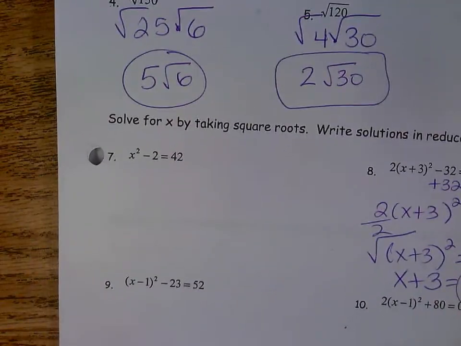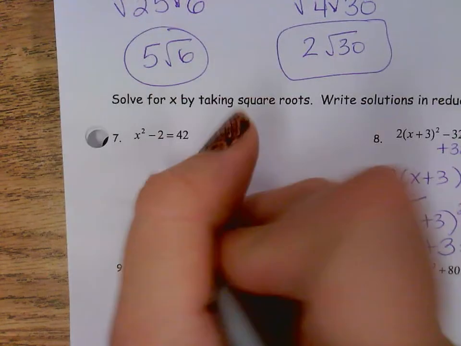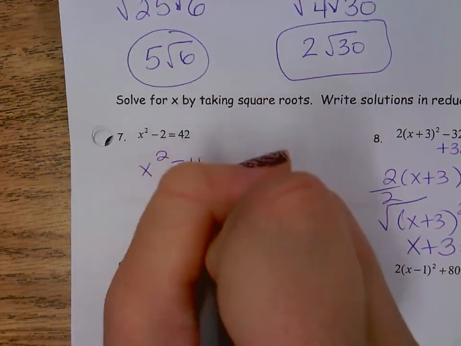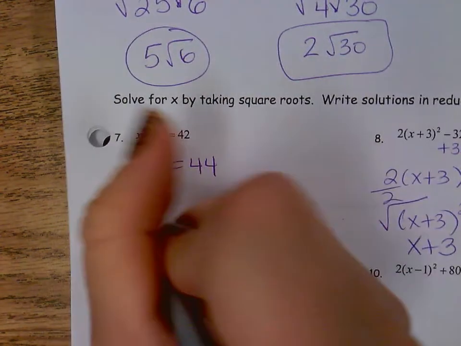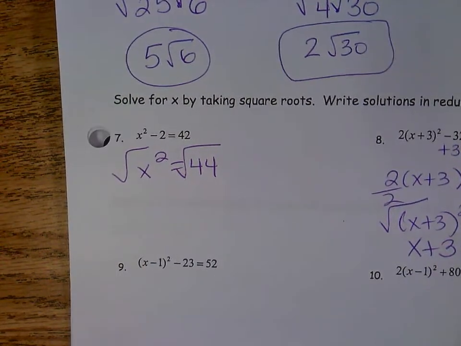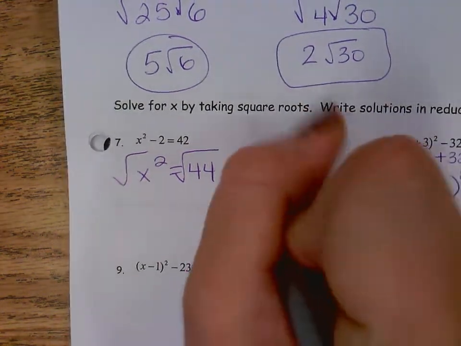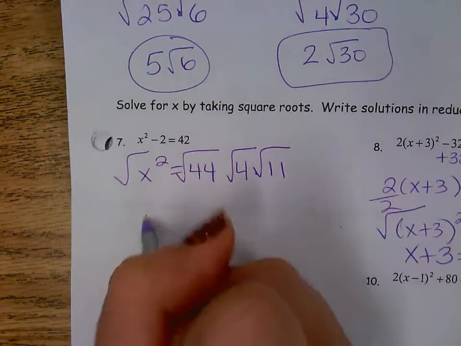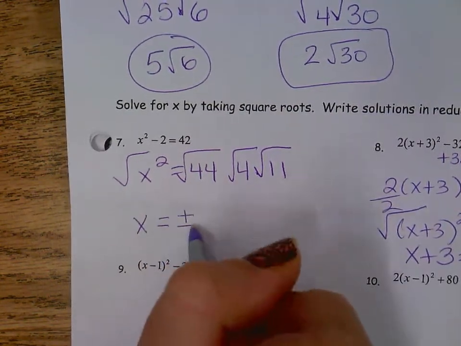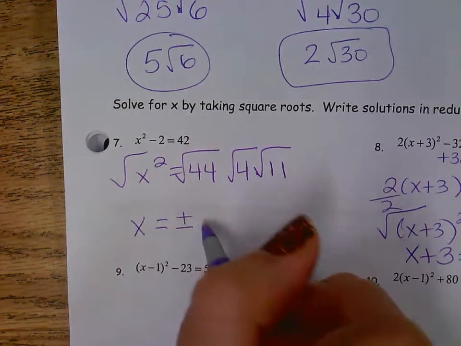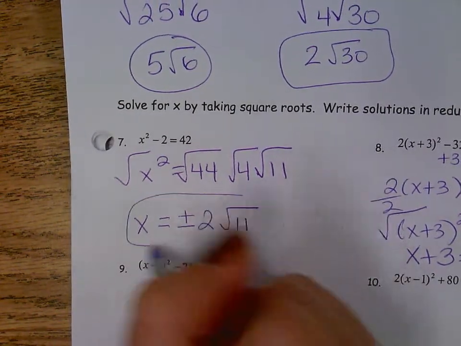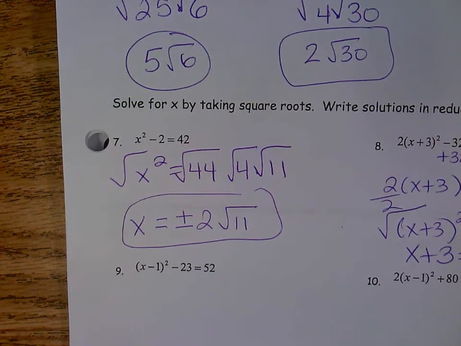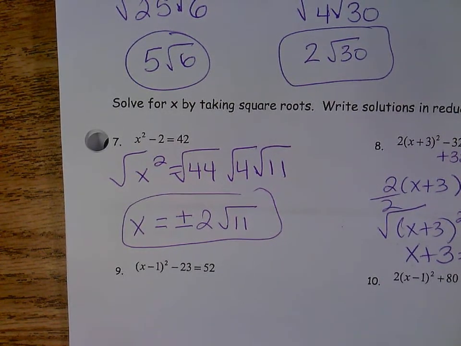All right, on number 7, you should have added 2 to the other side to get x squared equals 44. Then, when you take the square root of both sides, you should have used 4 times 11 to do the reduced radical. And I bet some of you forgot to write plus or minus 2 square roots of 11. So if you forgot to write plus or minus, make sure you go back and write it. You have to have 2 solutions, 2 x-intercepts.